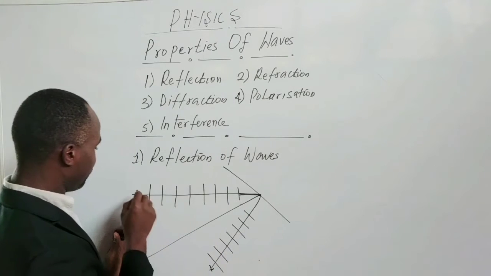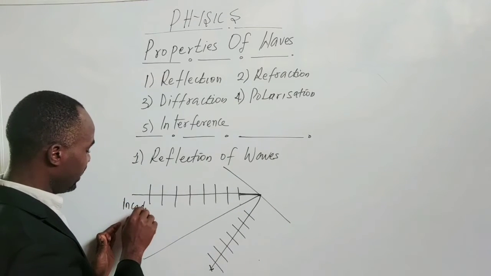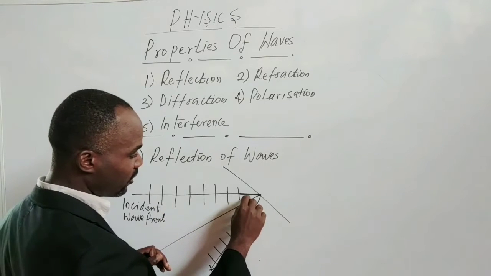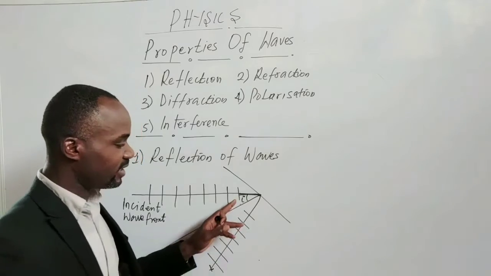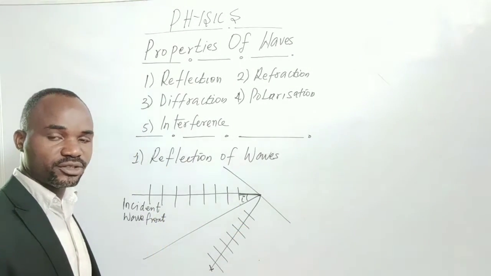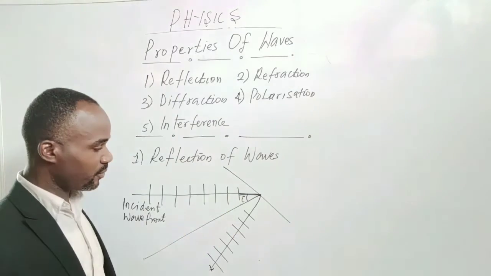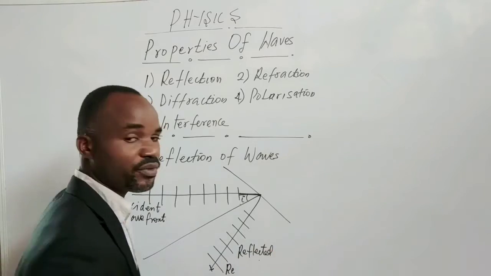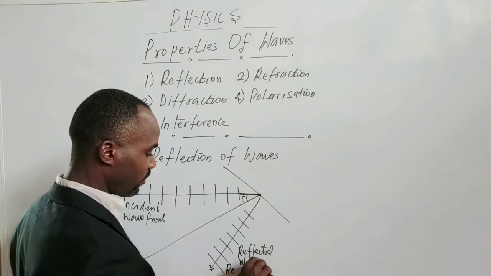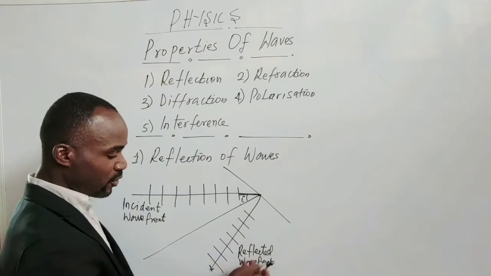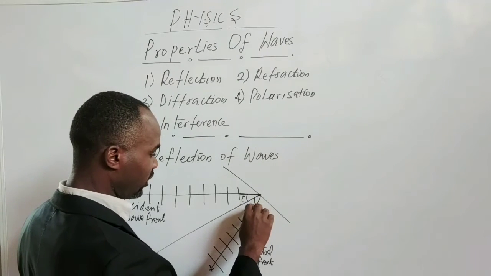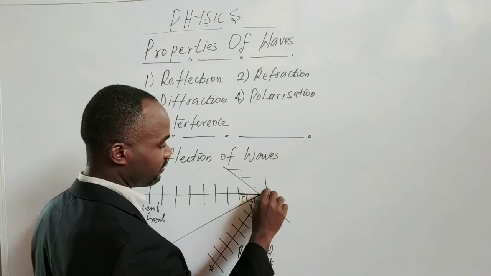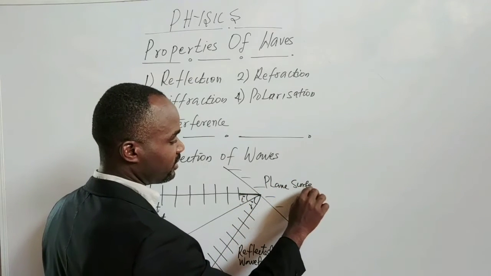However, there is something very important that we need to take note of here. This is known as the incident wavefront. The angle the incident wavefront sustains is known as the incident angle. This is known as the reflected wavefront. The angle the reflected wavefront sustains at this point is known as the reflected angle. This is a plane surface.